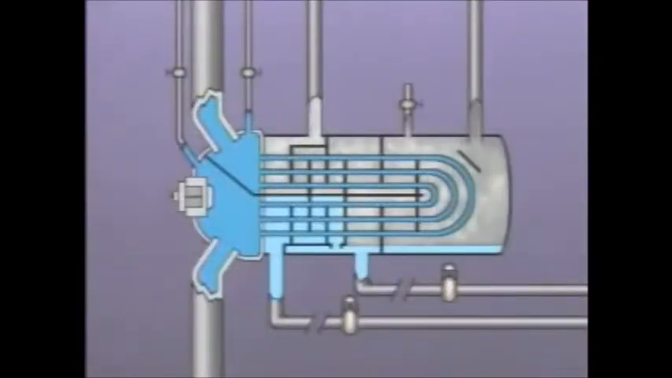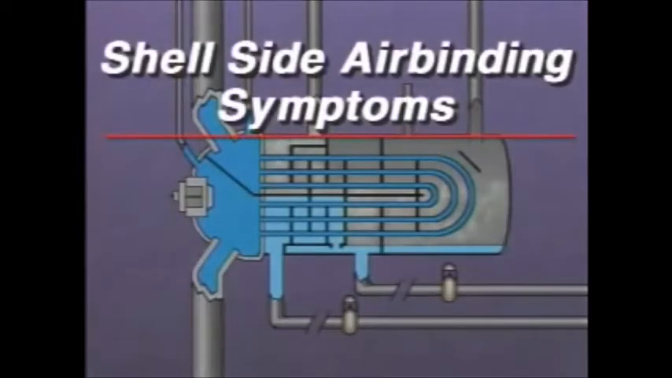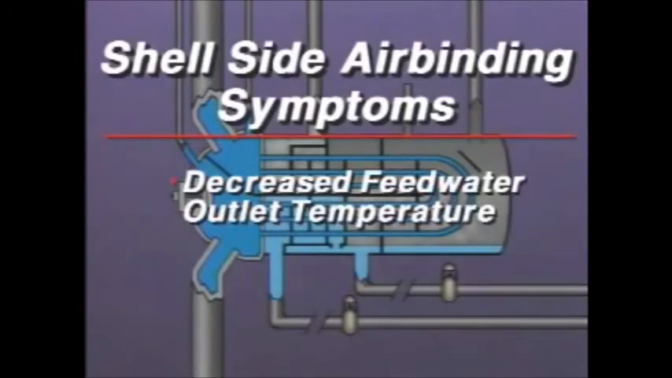Air binding also occurs if air and gases collect on the shell side of the heater. The increasing volume of air blankets the tubes and prevents steam from contacting them. This, in turn, reduces the amount of heat transferred by the heater. As a result, the feedwater outlet temperature decreases.